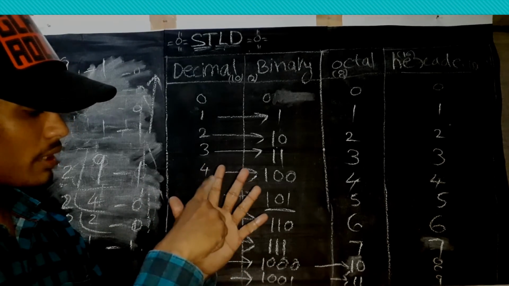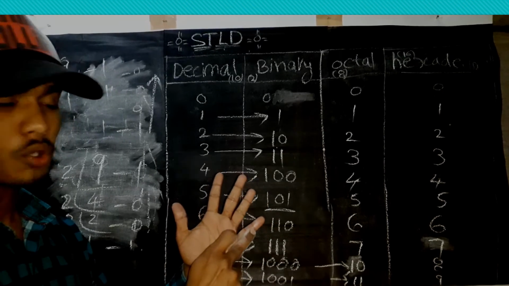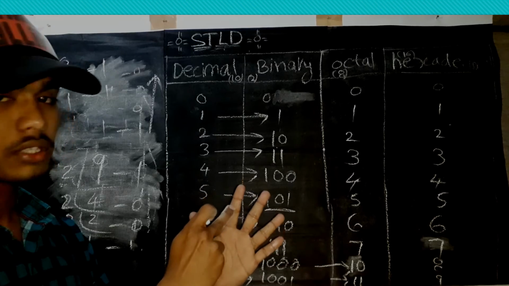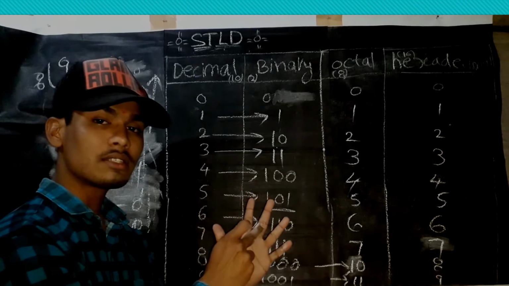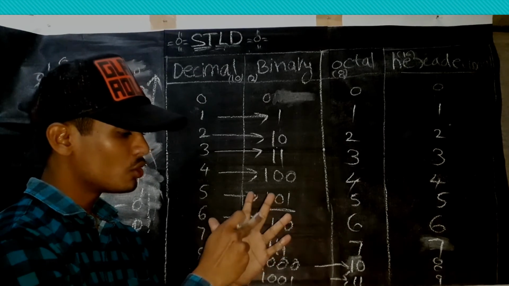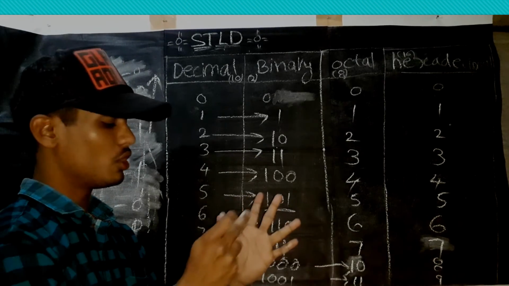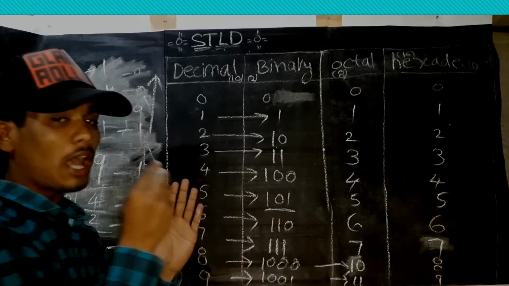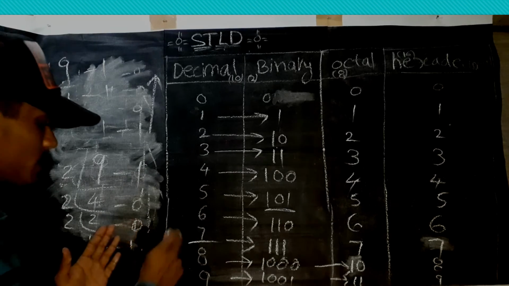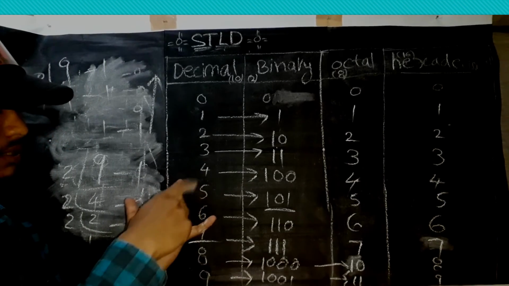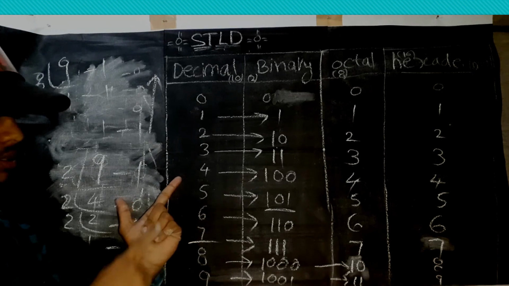1, 2, 4, 8, 16. Here these are 2 power 0, 2 power 1, 2 power 2, 2 power 3, 2 power 4. 2 power 0 means value 1, 2 power 1 means value 2, 2 power 2 means value 4, 2 power 3 means 2 cube, 8, and 2 power 4 the value 16. Now we have to convert the decimal number 7. The 7 means 4 plus 2 plus 1, that is 3 ones.